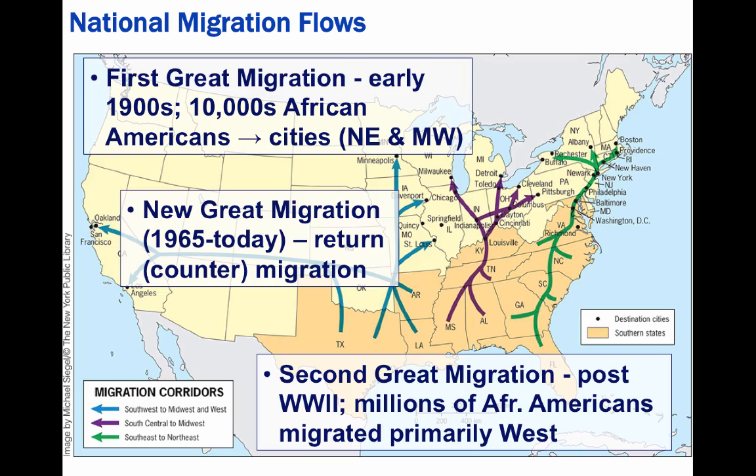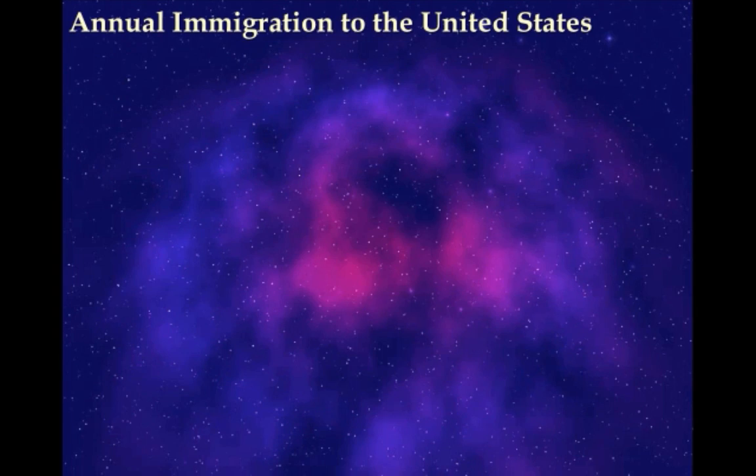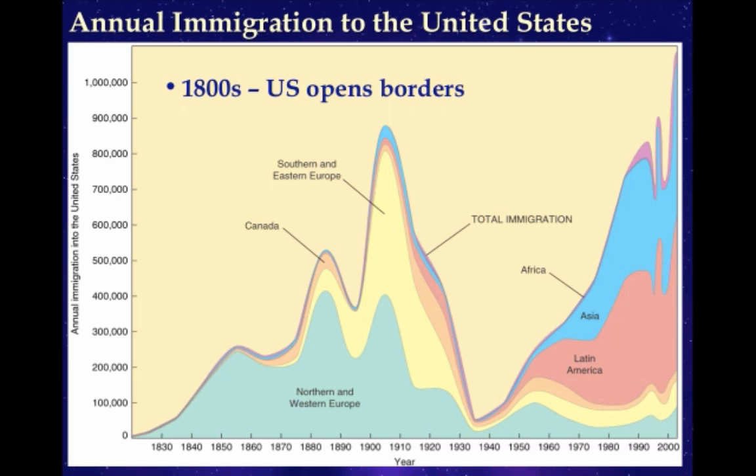Aside from internal migration, there's also been a great deal of immigration coming into the United States for obvious reasons. Now, going back to the 1800s, when the United States was still very young, the United States opened up its borders and immigration began. In the late 1800s, you can see the impact of the Industrial Revolution, and of course the majority of migrants being from Northern and Western Europe. But there were also significant increases of Europeans coming from Southern and Eastern Europe, until you see it peak right around the time of World War I.